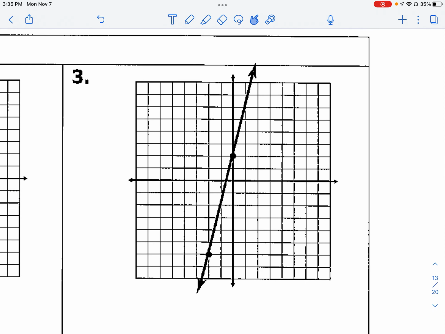Number 3. 1, 2, 3, 4, 5, 6, 7, 8. m equals 8. Our run is 2, 1, 2. 8 over 2 equals 4. So m equals 4.